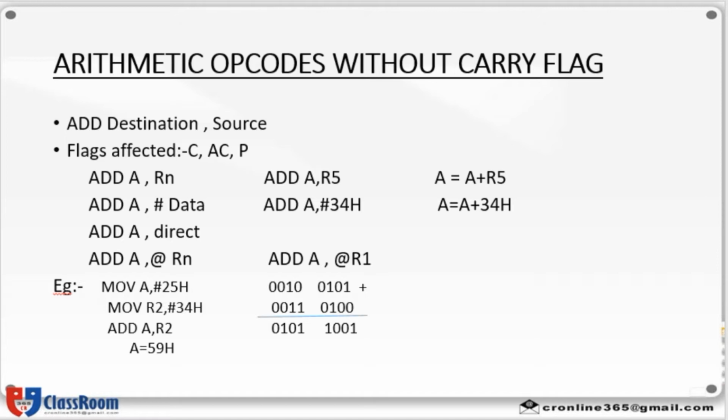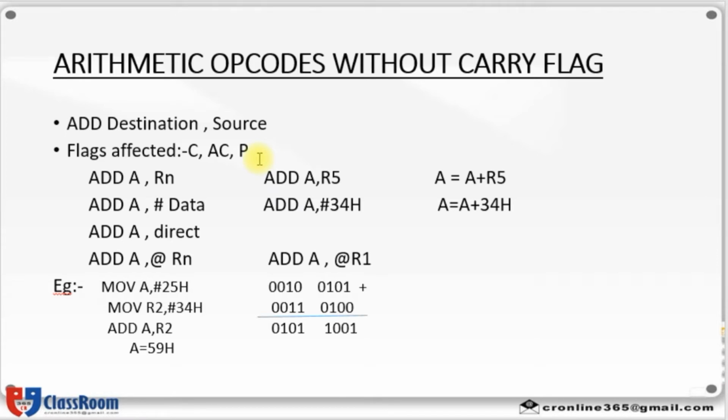Arithmetic opcodes without carry flag uses the instruction type ADD, add destination, source. That means you can add the contents of destination and source and you can save it in destination. You can save the result in destination. Flags affected are carry, auxiliary carry and parity flag.